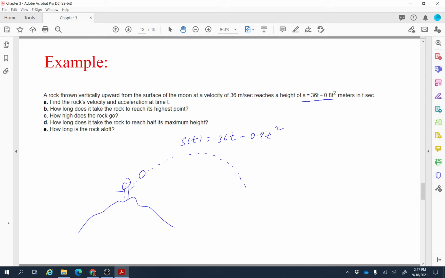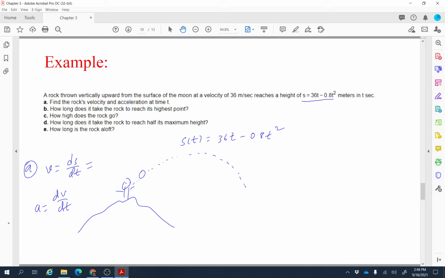So how are we going to answer? The first one: find the rock's velocity and acceleration at time t. This is an easy one. Find the derivative of this function. That's the velocity. And then find the acceleration. Acceleration means it's the derivative of this velocity. To find the derivative of this function, just use the power rule.